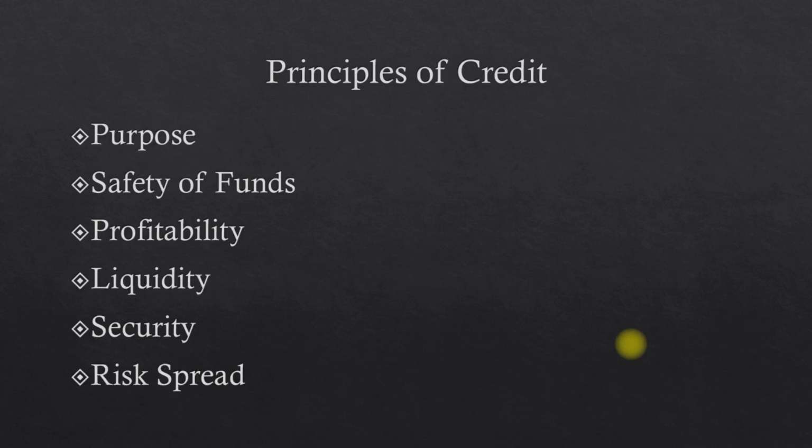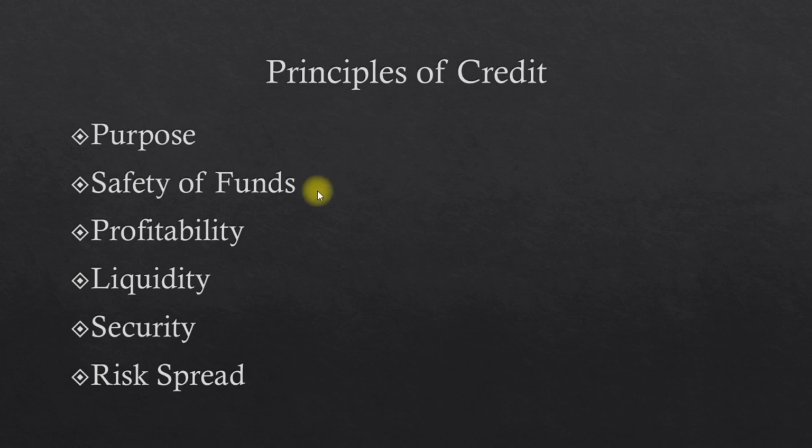Next, we'll see principles of credit. So these are purpose, safety of funds, profitability, liquidity, security, risk spread. So these are unwritten principles. And over the years, banks have evolved what is called as a set of basic principles in the case of lending operations. So we'll briefly see what each of them are.